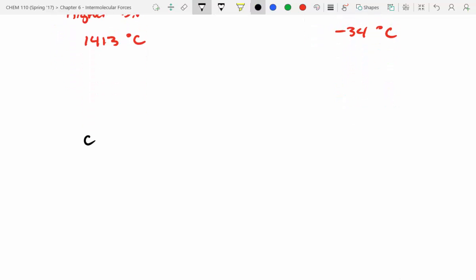Let's try CH4 versus C8H18. So methane versus octane. Octane, you might see octane listings on gas stations when you fill up your car. It's a hydrocarbon. Which one do you think will have the higher boiling point?